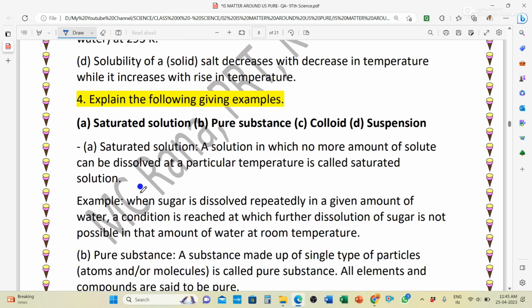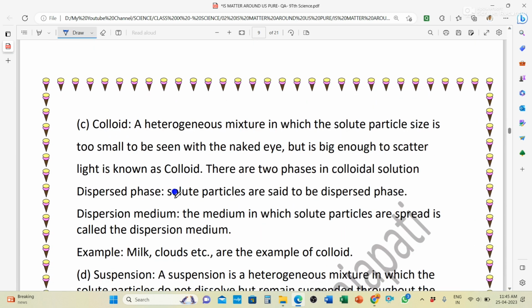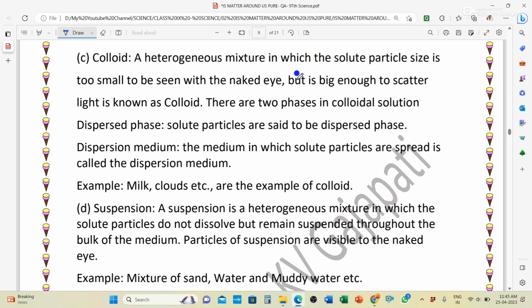So here an example of a saturated solution is also given. When sugar is dissolved repeatedly in a given amount of water, a condition is reached at which further dissolution of sugar is not possible in that amount of water at room temperature. At that time the solution will become saturated. But if you heat the saturated solution, then it will become supersaturated and it will gain the ability to dissolve more solute.